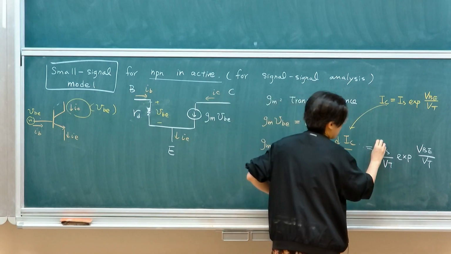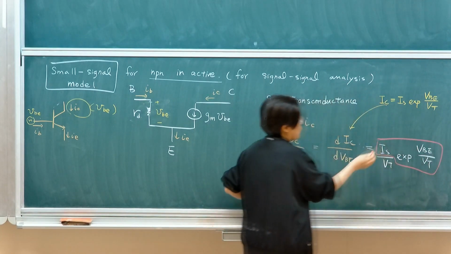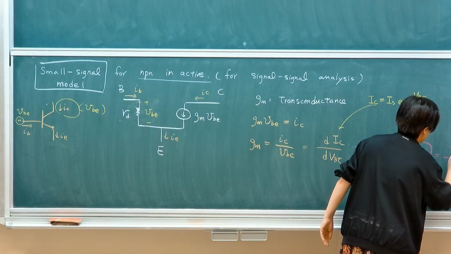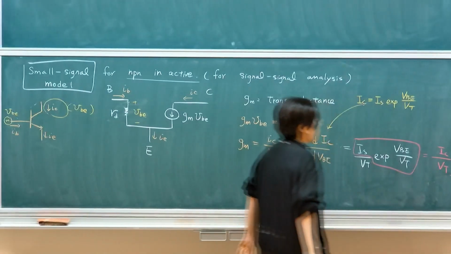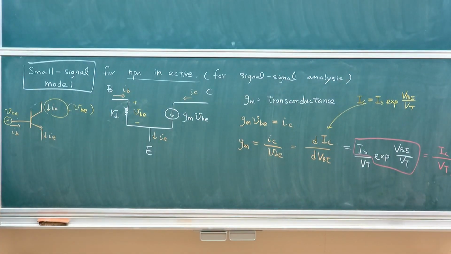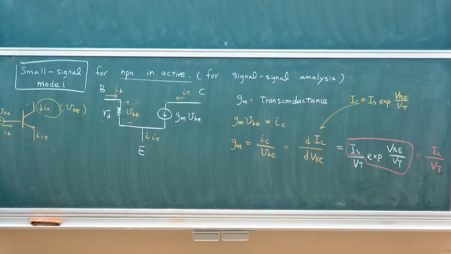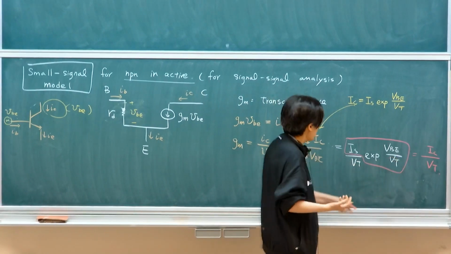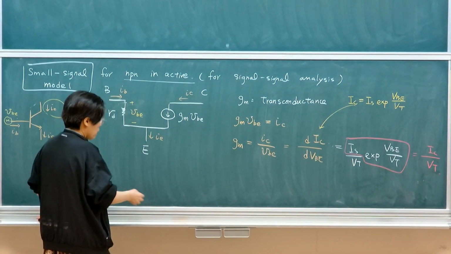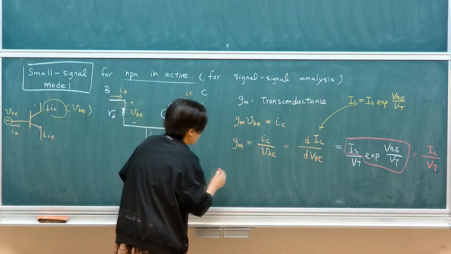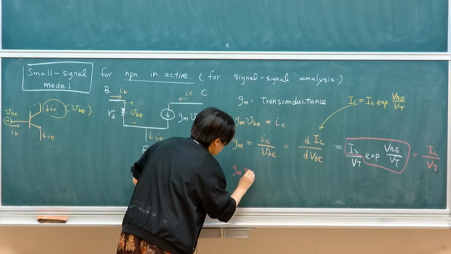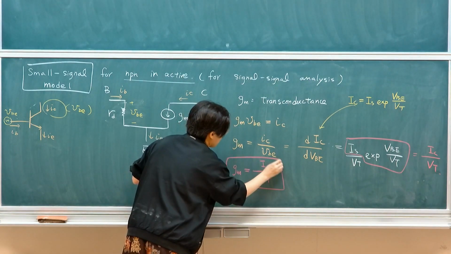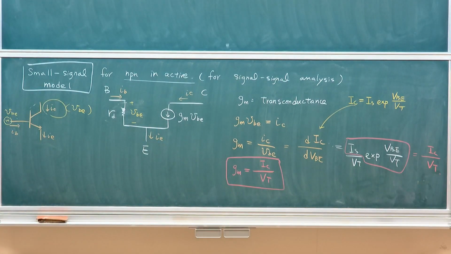And what is this? This is IC. Therefore, okay, so this is very similar to the diode equation. In diode, we use RD. This case, we're using IC, so transconductance. So transconductance in this case, you can find your transconductance will be directly proportional to IS, inverse proportional to VT.